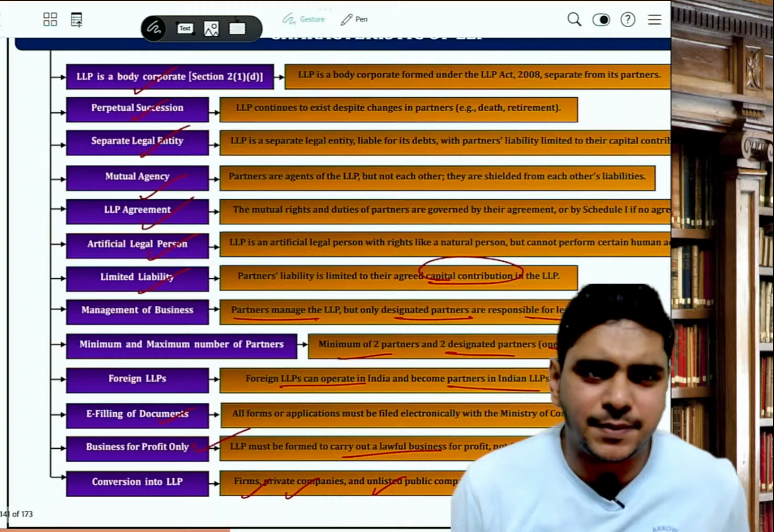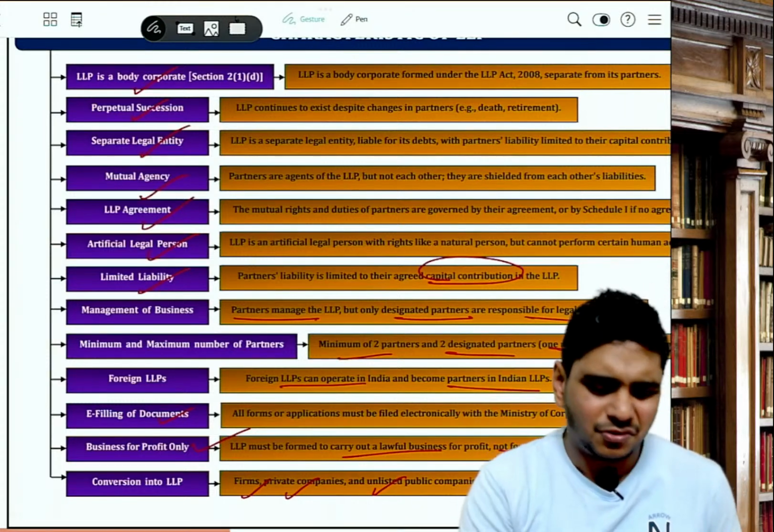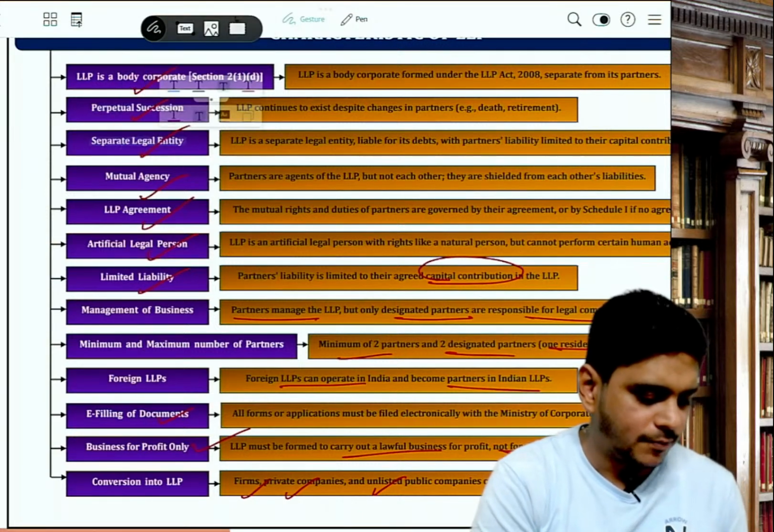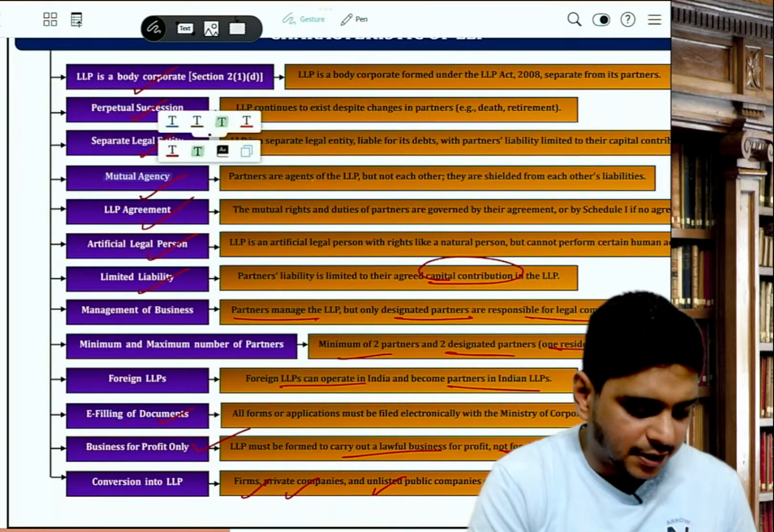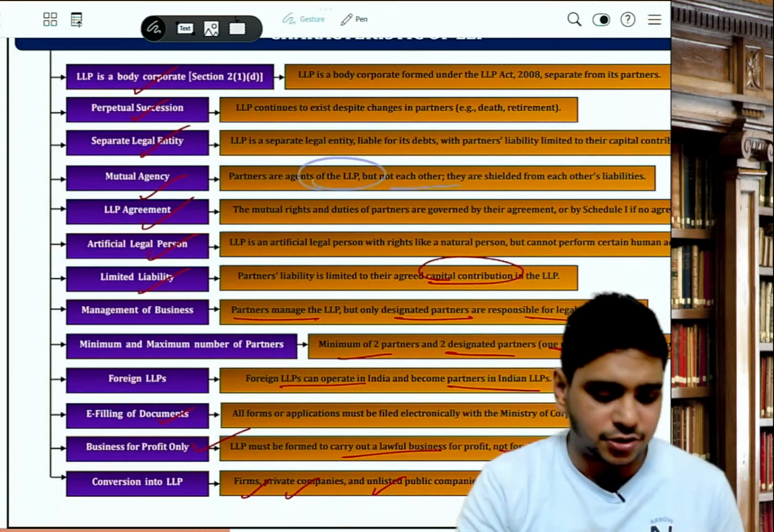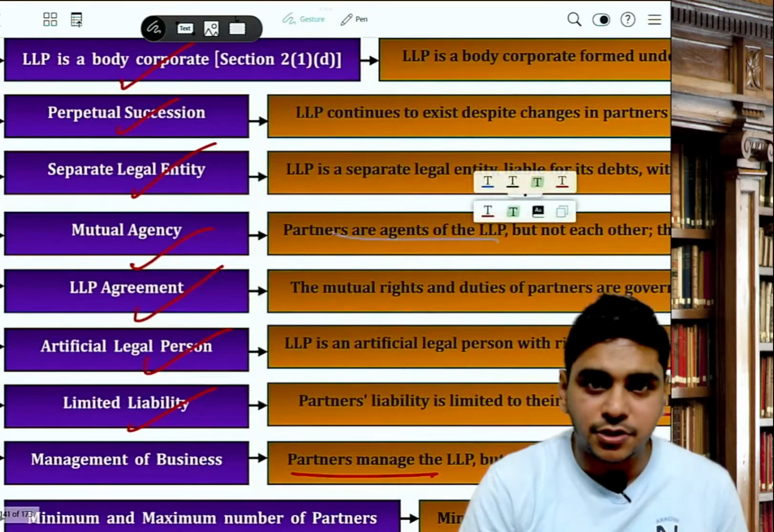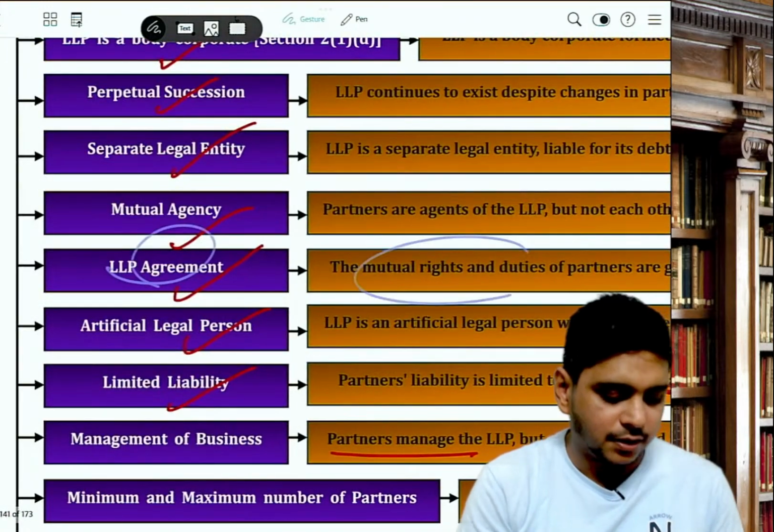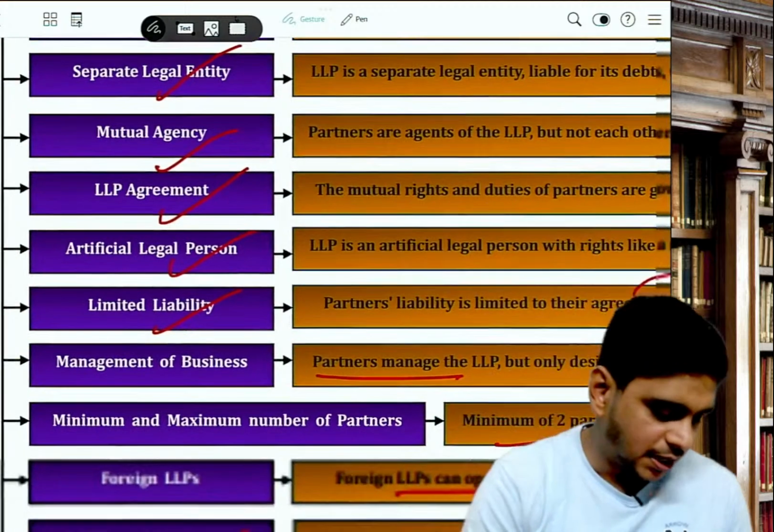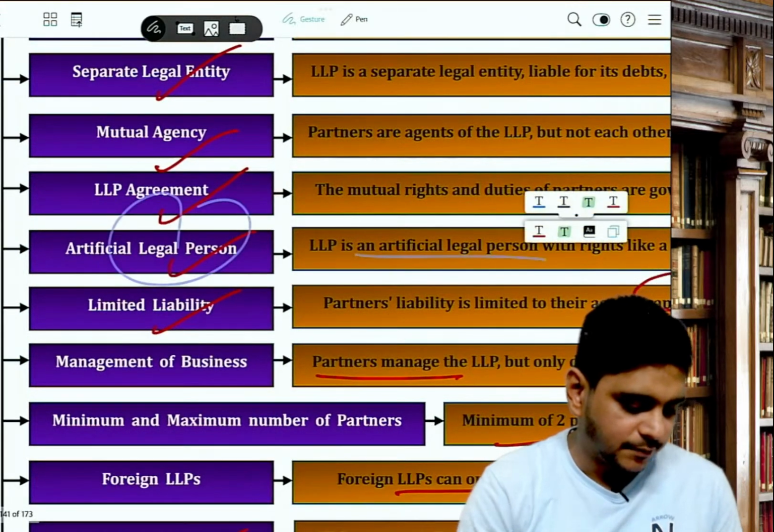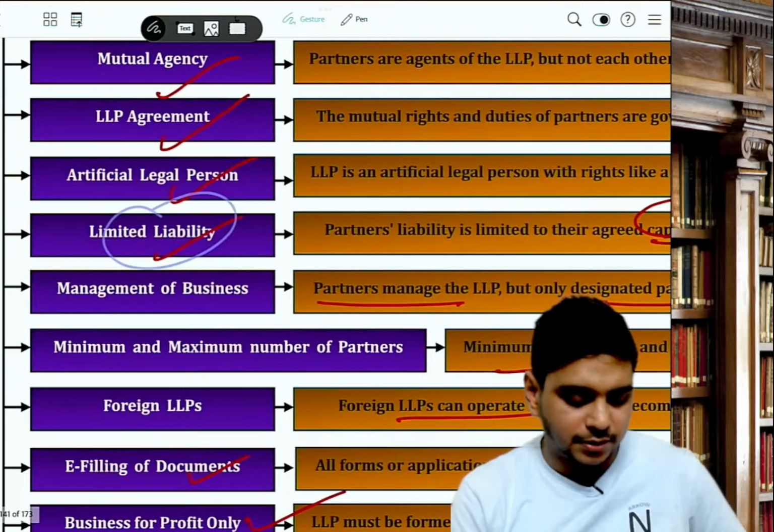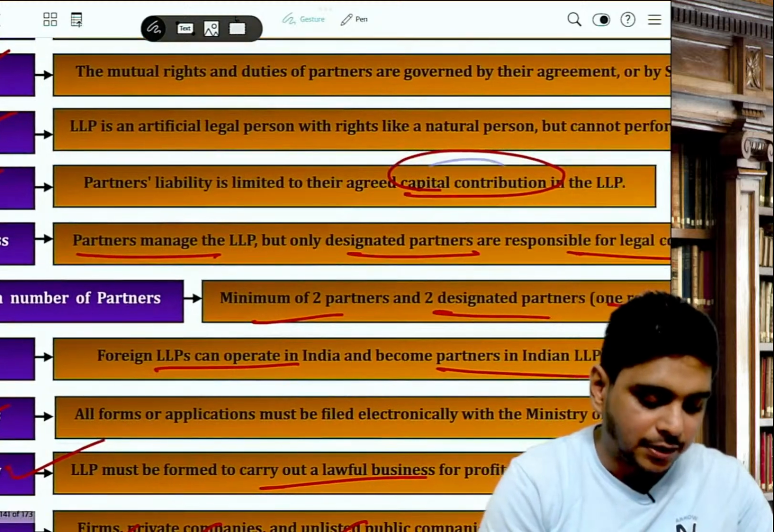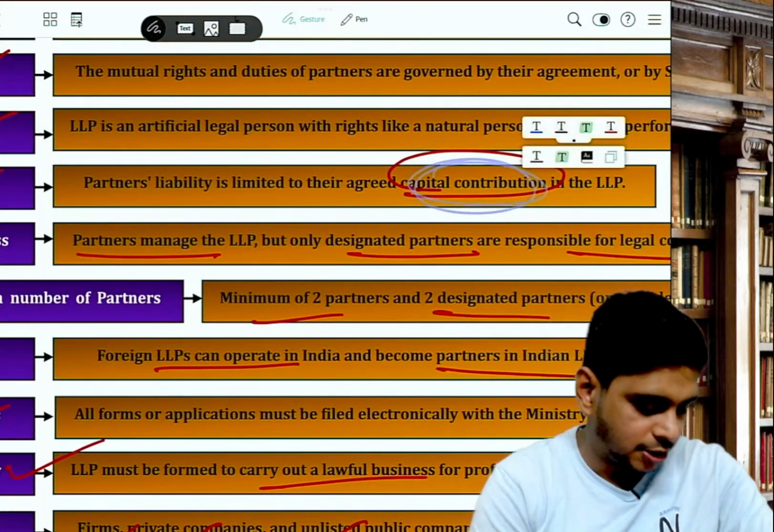Then the next answer is basically the characteristics of LLP. Just a pointer: LLP is a body corporate having perpetual succession, having a common seal, and mutual agency. Partners are the agents of LLP but not of each other, unlike a partnership firm. The LLP agreement governs the rights and duties of the partners. It is an artificial legal person. There is limited liability: the partner's liability is limited to the agreed capital contribution in the LLP.